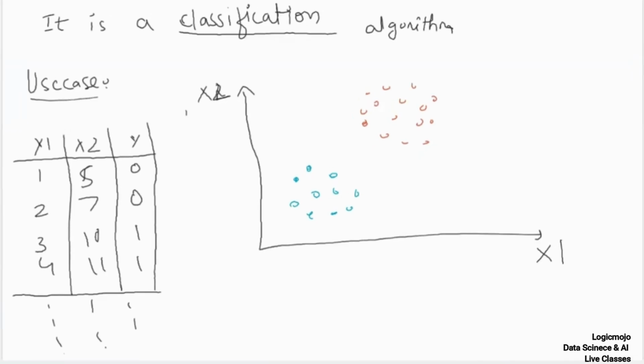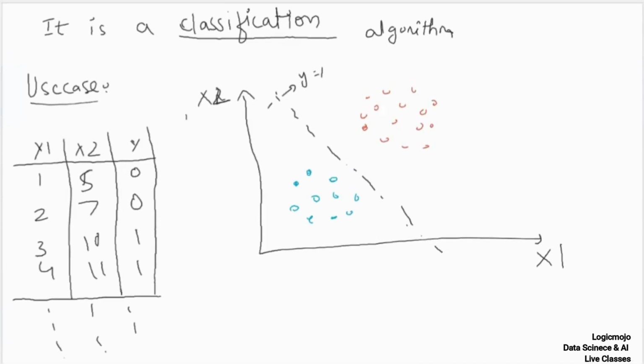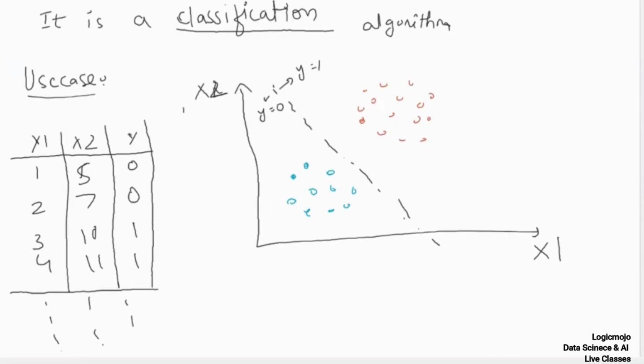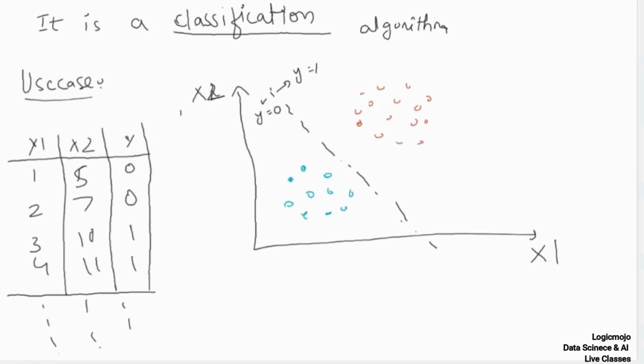Now, how do we classify this? Logistic regression only works when the separation boundary is linear. Here we can clearly see that this kind of boundary we can get. Once we get this line, we can say that points on this side of the line will be y equal to 1, and points on this side of the line will be y equal to 0. Correct? So the aim of logistic regression is to find a linear separation for the target variable, based on the inputs.